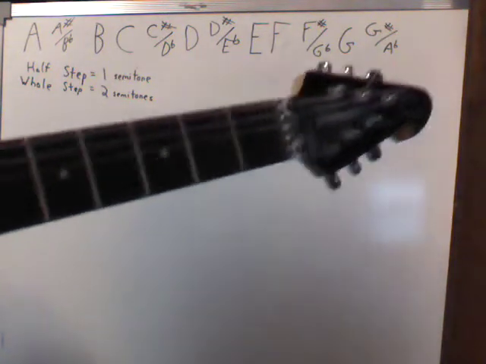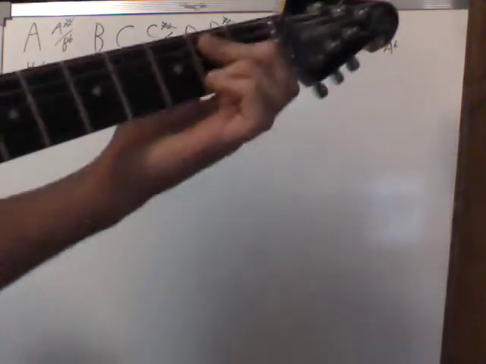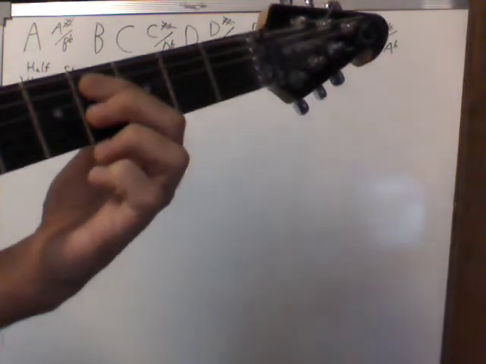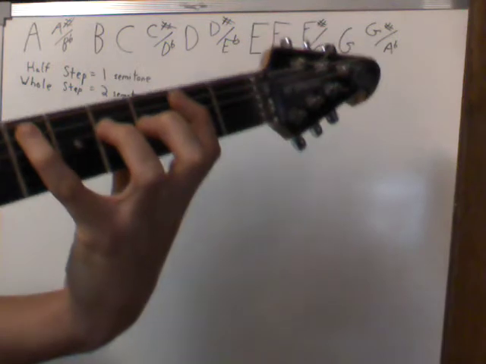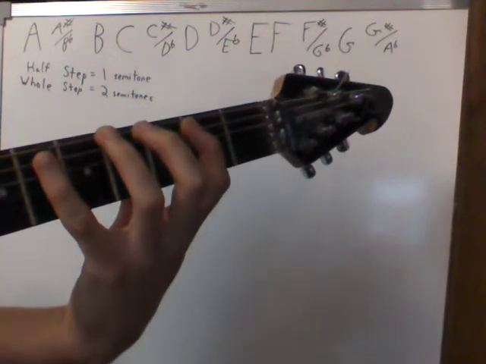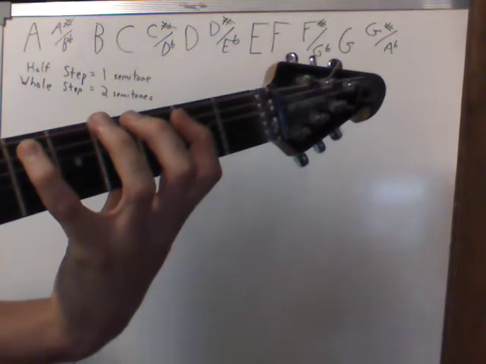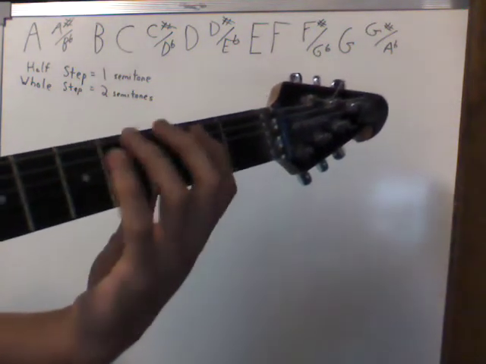What happens if we have 4? If we're going from the 2nd fret to the 6th fret all the way up here, 1, 2, 3, 4, that's 4 semitones. What do we call that? Well, we can call it 2 whole steps. We can call it 4 semitones, 1, 2, 3, 4, 4 half steps.